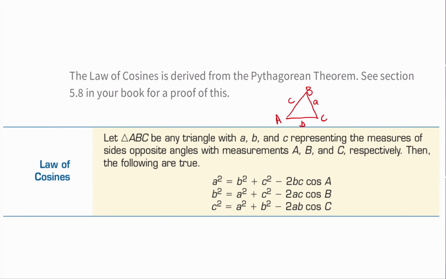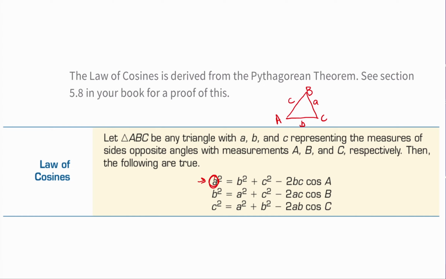And then we can do any version of these. a squared equals b squared plus c squared minus 2bc cosine A. b squared equals a squared plus c squared minus 2ac cosine B. c squared equals a squared plus b squared minus 2ab cosine C.